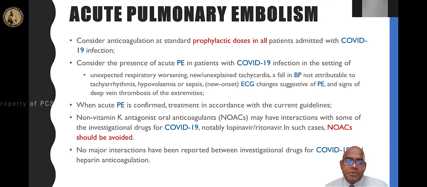And if you suspect pulmonary embolism, you should treat according to the current guidelines, where you give anticoagulation. But you have to thrombolize the patient if the patient has hypotension or shock or severe right ventricular dysfunction, depending on the clinical presentation. NOACs or non-vitamin K antagonists are not really available in Sri Lanka, but in other countries they are available. Apixaban, rivaroxaban, and dabigatran are the three drugs.